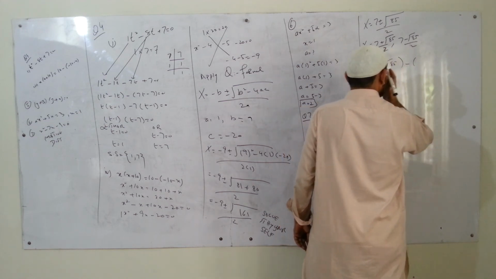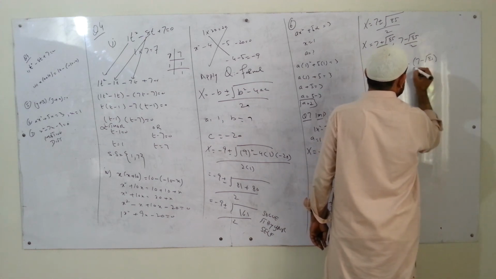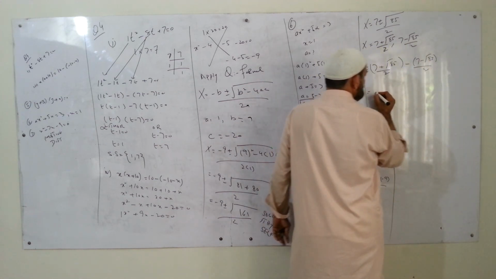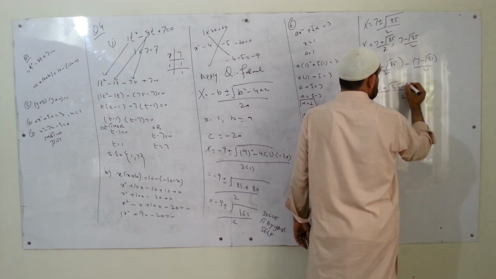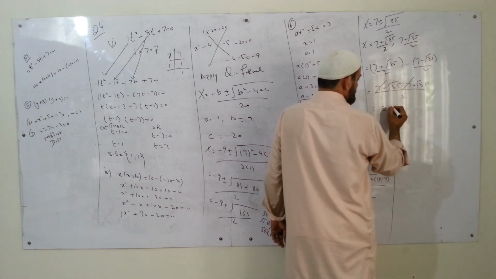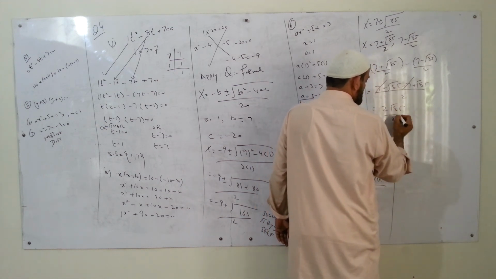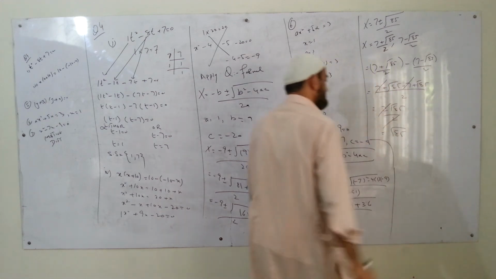The positive difference is (7 plus root 85) by 2 minus (7 minus root 85) by 2. Now the LCM is 2: 7 plus root 85 minus 7 plus root 85. Plus and minus cancel, we get 2 root 85 over 2. 2 and 2 cancel, we get root 85 as your answer.